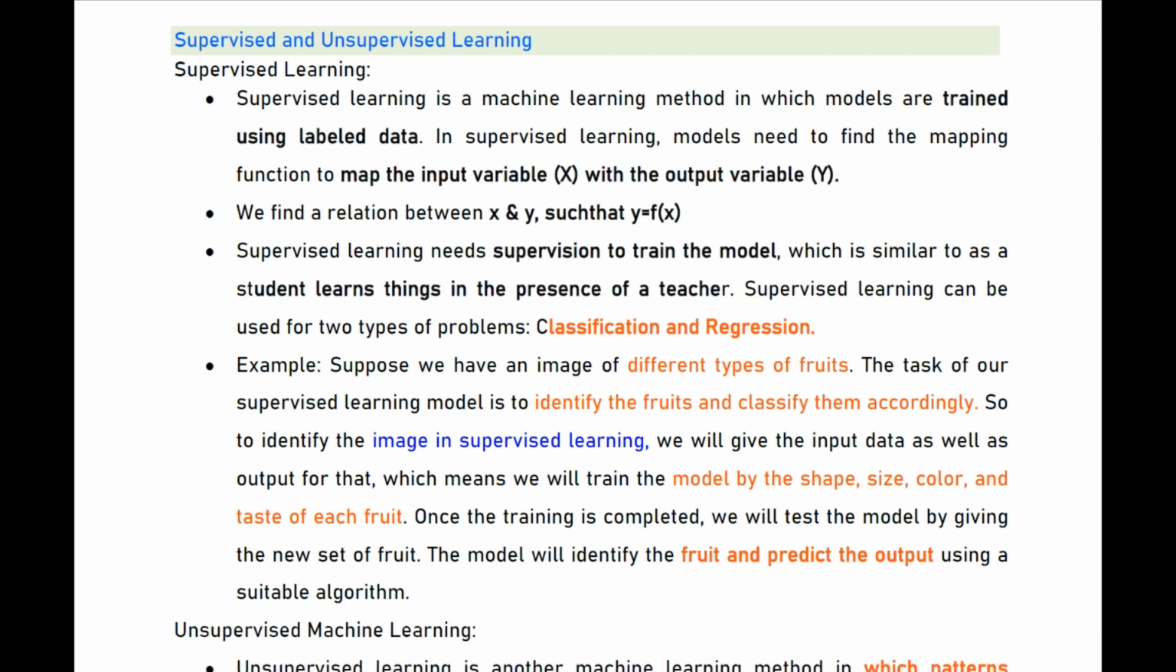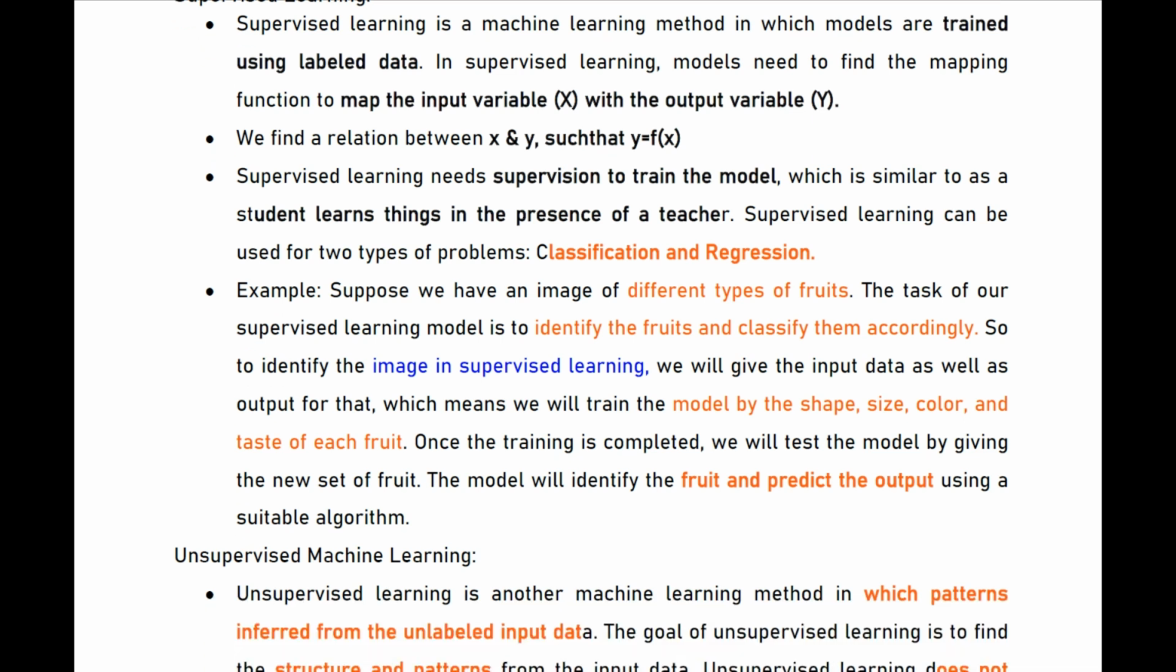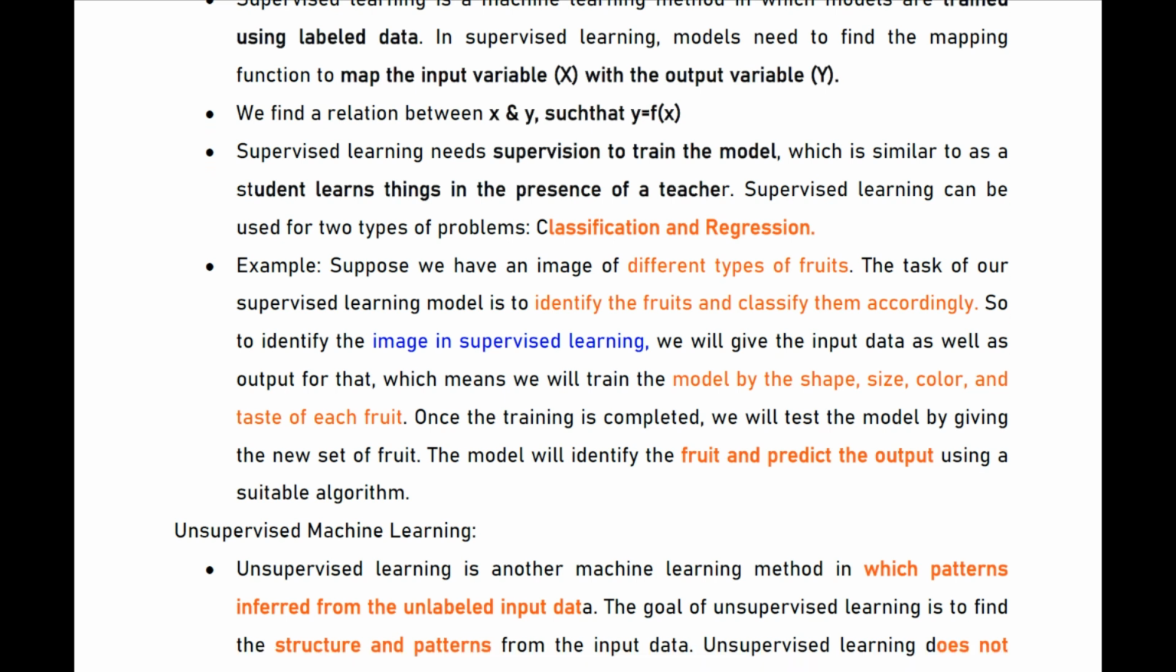In supervised learning, the training of the models is performed like a student learner in the presence of teachers. They perform only with the guidelines. Supervised learning has classification and regression. For example, there are different kinds of foods to identify, whether it is a supervised learning model, identify the foods and classify them accordingly.